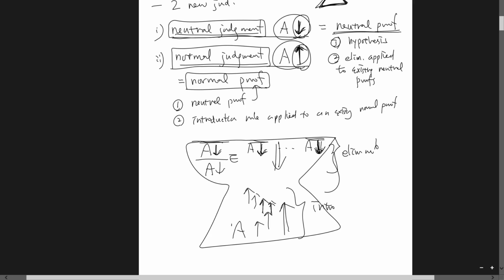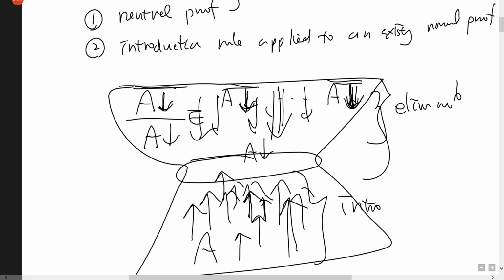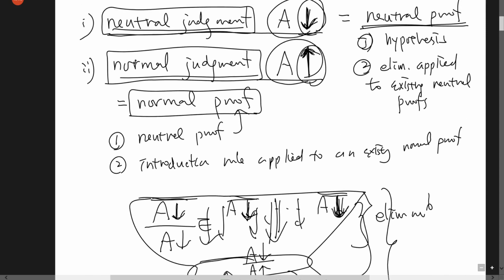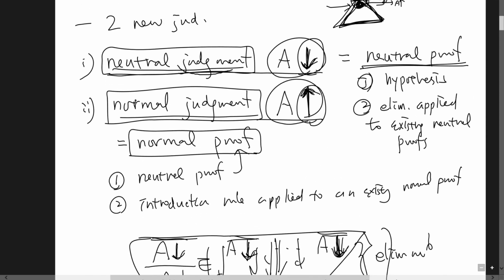So we would see a bunch of normal judgments in the lower half, and a bunch of neutral judgments in the upper half. And in the middle, we will see this A down arrow meets with this A up arrow. So that's the idea behind these two new forms of judgment, neutral judgment and normal judgment. And this is the formal definition.